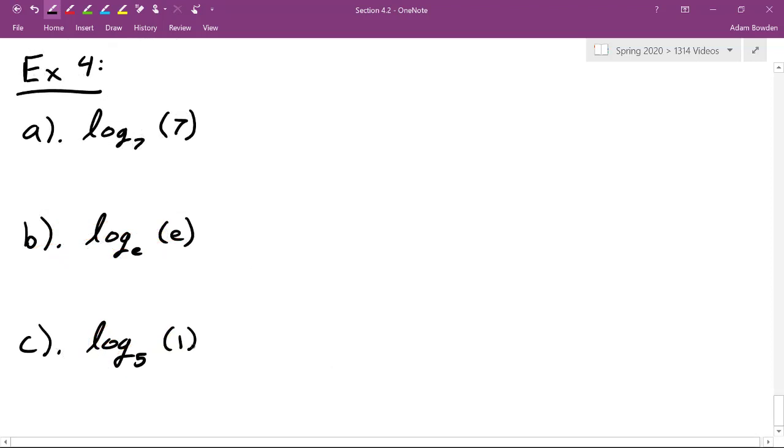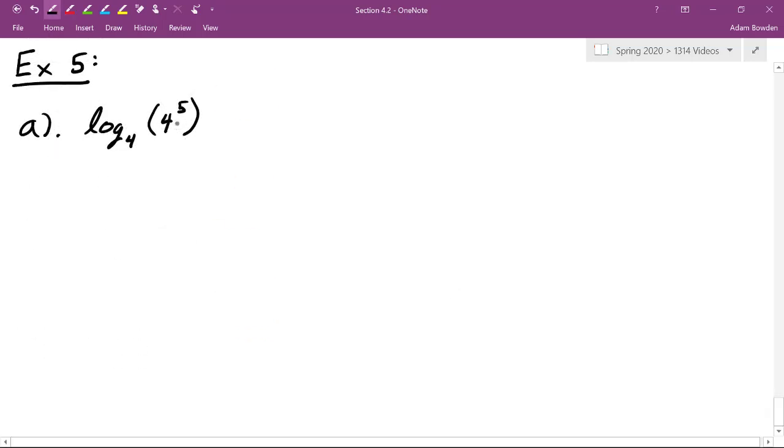So in example 4, we're going to just go ahead and say what each of these logarithms are equal to based off of some of those simplification properties for logarithms. First off, log base 7 of 7. Well, that's just equal to 1. Because 7 and 7 are the same and there's nothing else going on here, so the log is just equal to 1. Same for log base e of e. It's also equal to just 1. Log base 5 of 1, that's a situation where the logarithm is equal to 0. So anytime we have 1 inside the log and take the log of 1, we're always going to get 0.